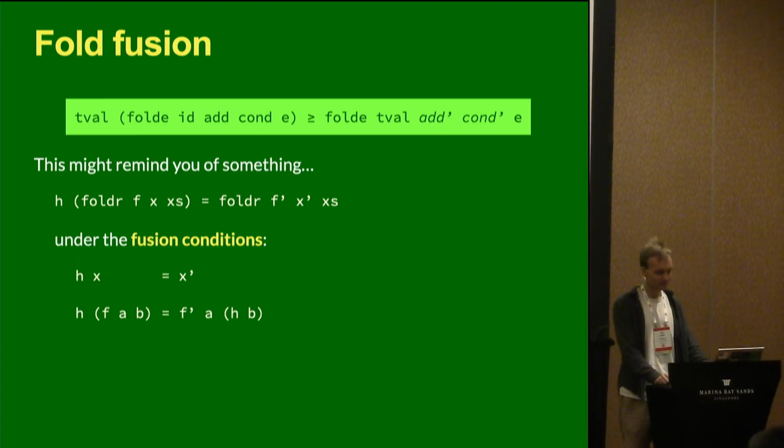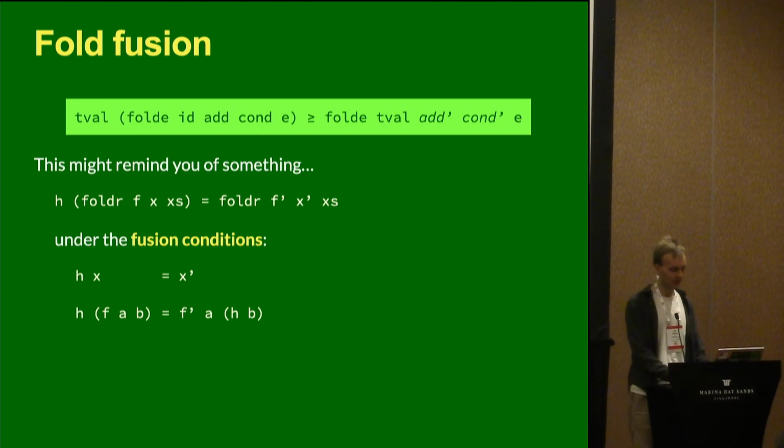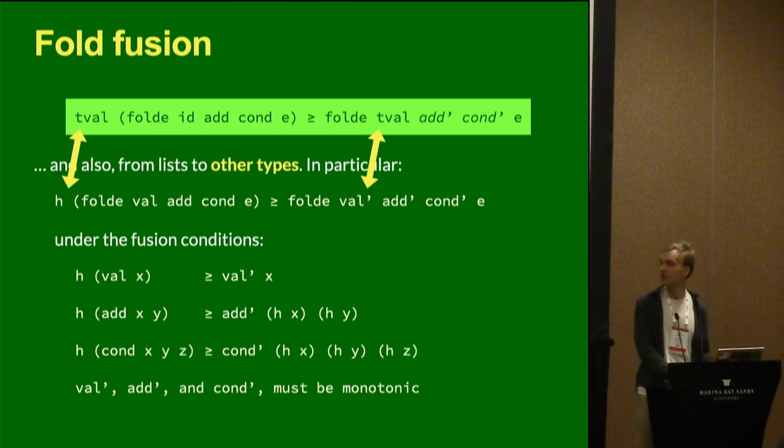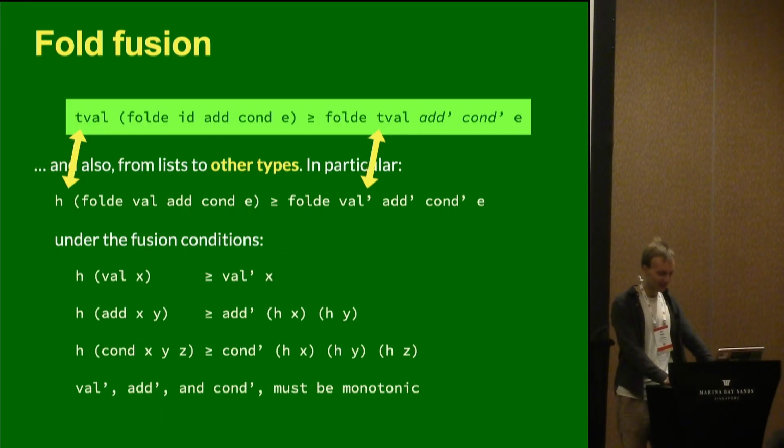These are them. And actually, you can generalize this to a partial order, so to an inequality rather than an equal sign here, under this condition that f prime, this folding operator, this new one, is monotonic. And of course, we can also generalize this from lists to any type, well, any algebraic data type, right? Any inductively defined type. For example, our expression type.